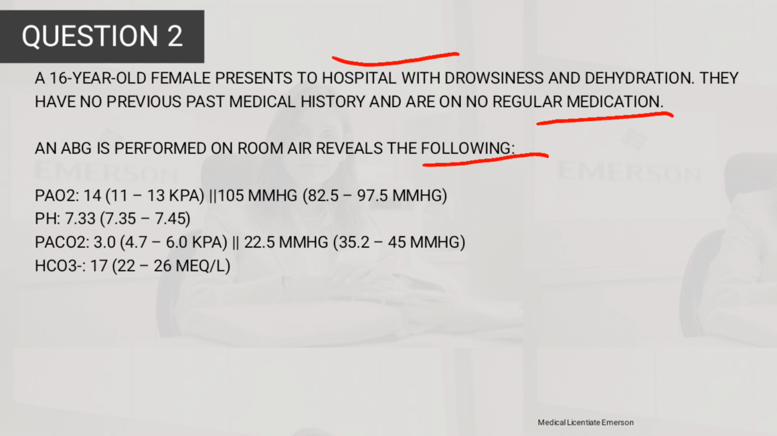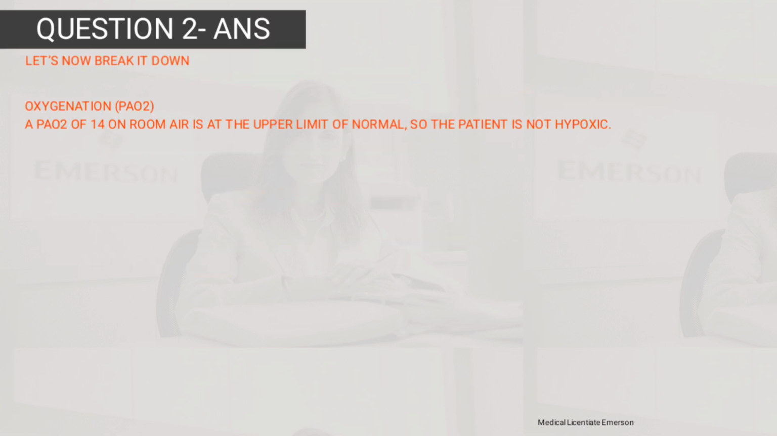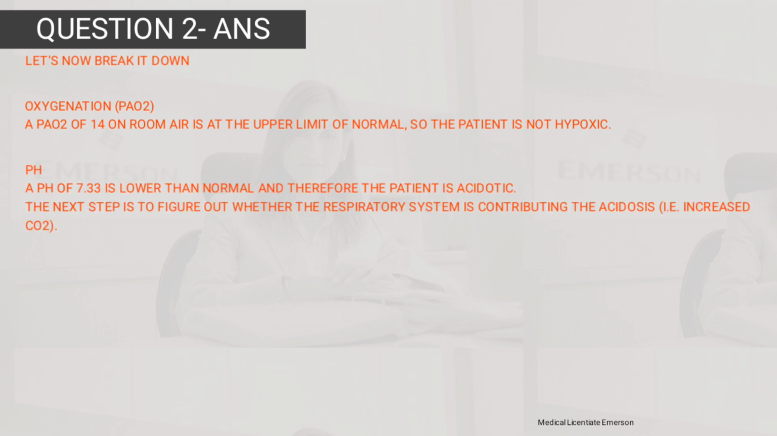Okay, so how do we break them down? So of course we start with oxygenation. So the partial pressure of 14 on room air is at the upper limit of normal, so the patient is not hypoxic. Then a pH of 7.33 is lower than normal, and therefore the patient is acidotic.